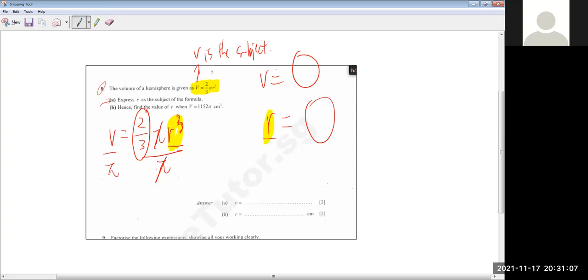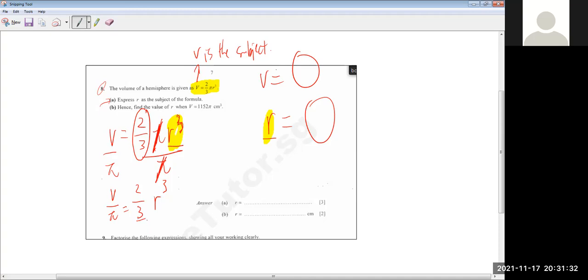Then you cancel the pi already. Right? If you divide by pi on the left and you divide by pi on the right, you get rid of the pi on the right. So you end up with V over pi equals to 2/3 R cubed. Okay, so you are one step closer because you get rid of the pi already. So the next step is you need to get rid of your 2/3.